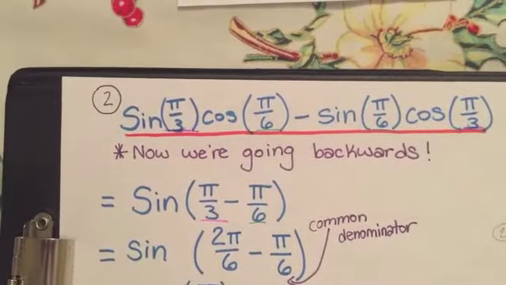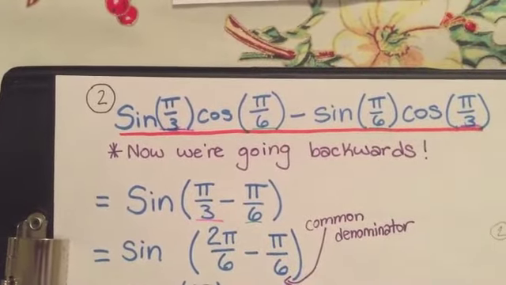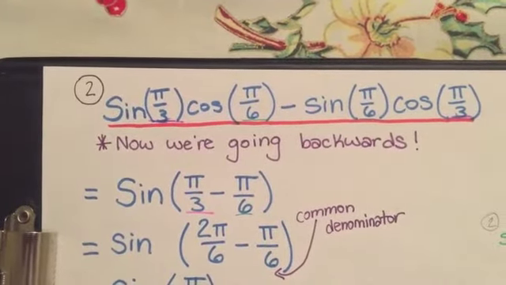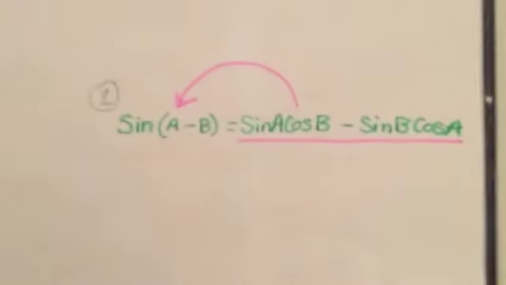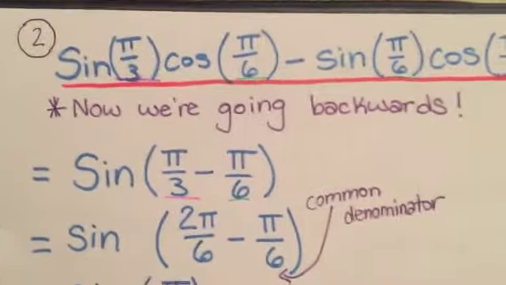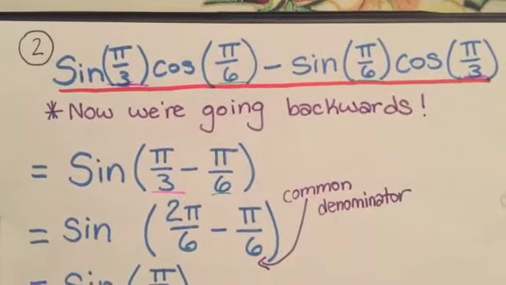Now let's try going backwards with another question. Sine pi over 3 times cos pi over 6 minus sine pi over 6 times cos pi over 3. This looks like the right side of our second compound angle formula, so let's switch it over to look like the left. We're going to get sine pi over 3 minus pi over 6.